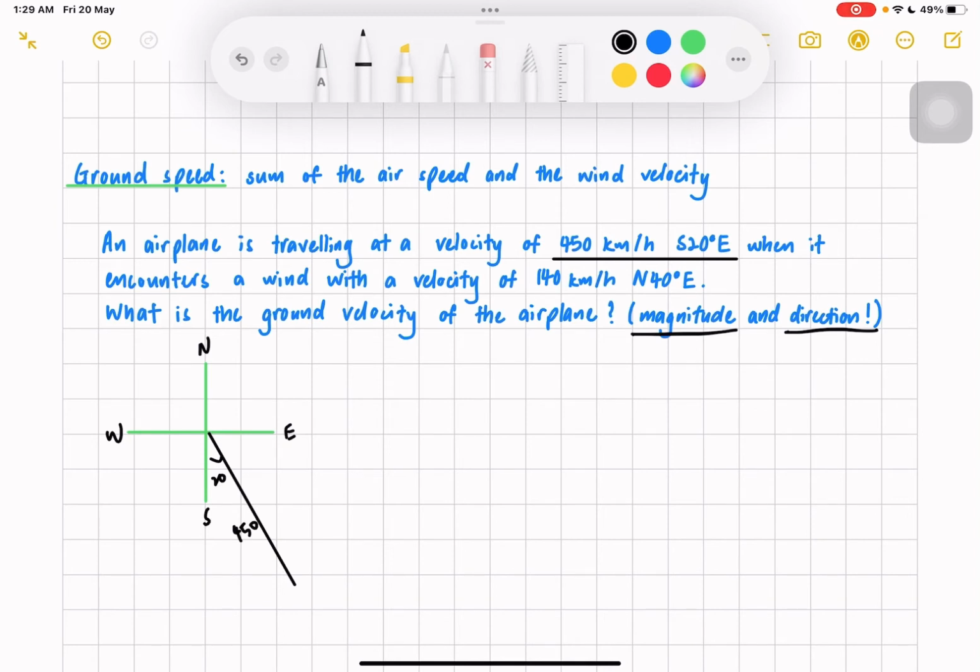Now the next thing we have to draw is the wind vector given by the information here. So again, we can just draw another compass right here.